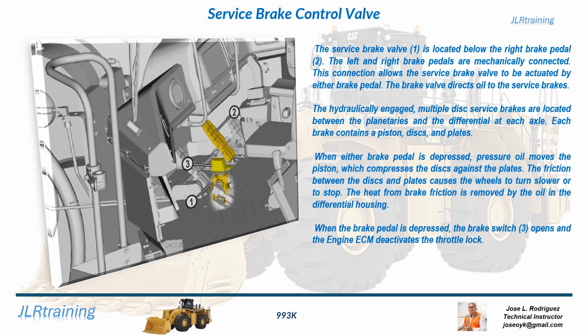Each brake contains a piston, discs, and plates. When either brake pedal is depressed, pressure oil moves the piston, which compresses the discs against the plates. The friction between the discs and plates causes the wheels to turn slower or to stop. The heat from brake friction is removed by the oil in the differential housing. When the brake pedal is depressed, the brake switch, 3, opens and the engine ECM deactivates the throttle lock.